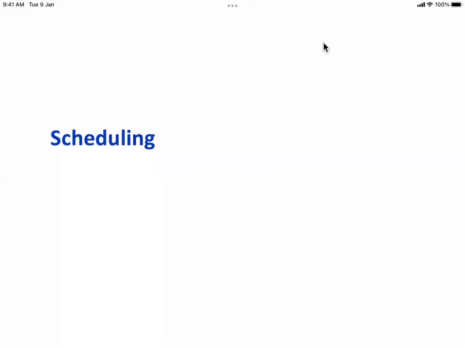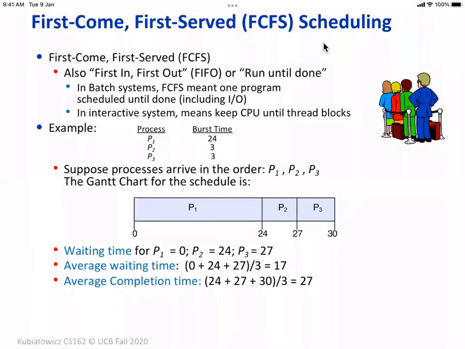It also has to define how a process can be asked to leave the CPU, or be context switched. So scheduling gives us that algorithm. The first simple algorithm that we have seen is first come first serve.